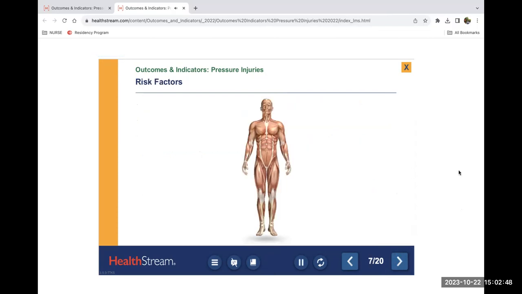Many factors can predispose a patient to pressure injuries. Any factor that affects nutrition, circulation, or mobility, including increased pain from comorbidities like cancer, will increase risk.